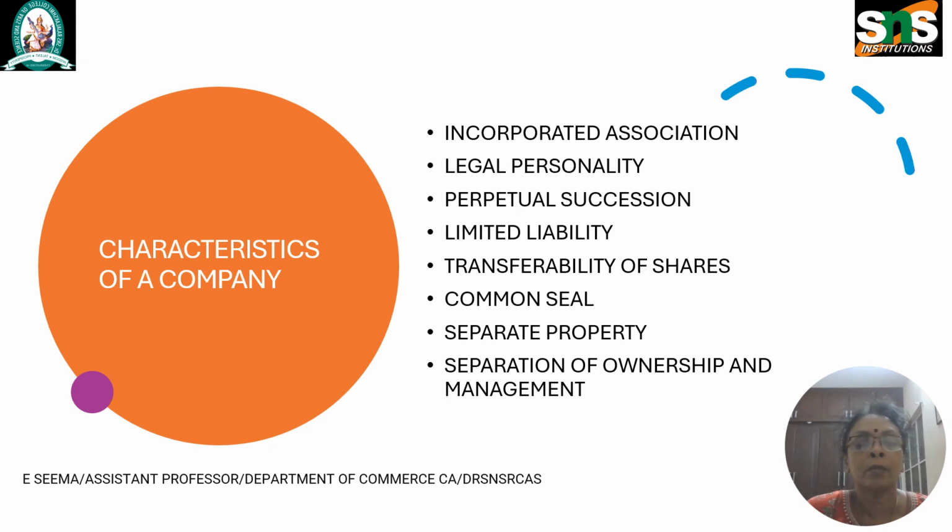Good morning. Today I'm going to present a topic on the characteristics of a company. Company characteristics can be broadly said as incorporated association, legal personality, perpetual succession, limited liability, transferability of shares, common seal, separate property, and separation of ownership and management. We can look into them one by one.